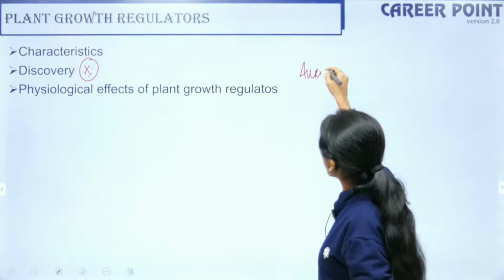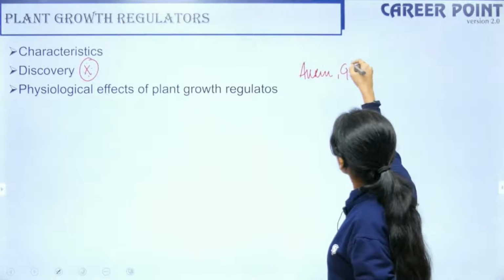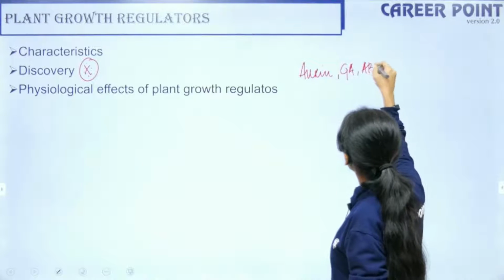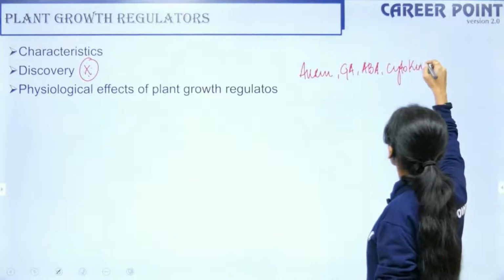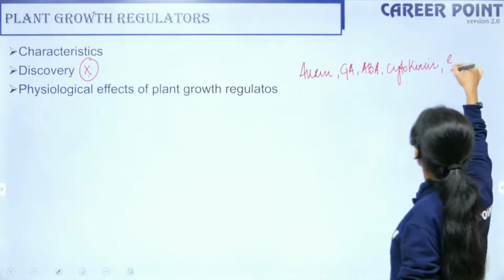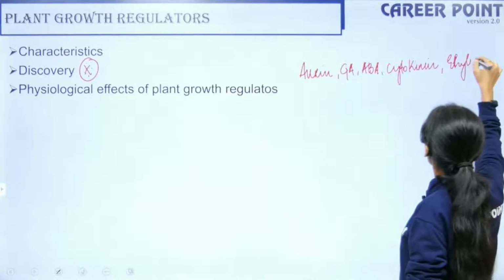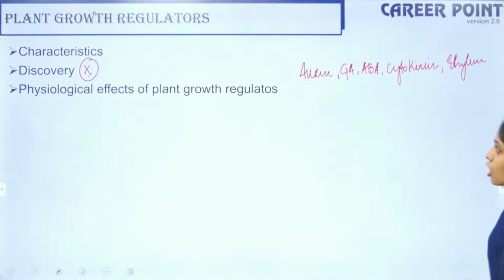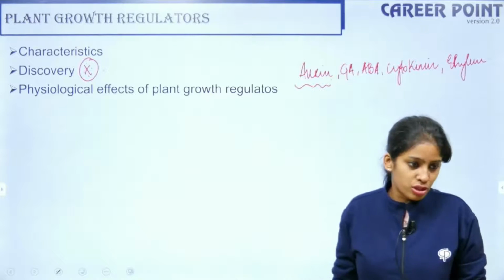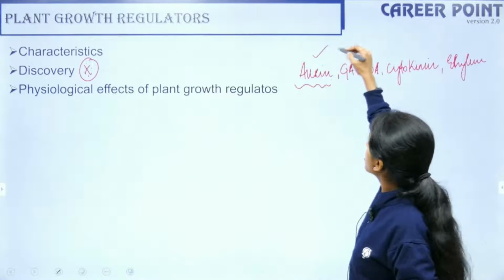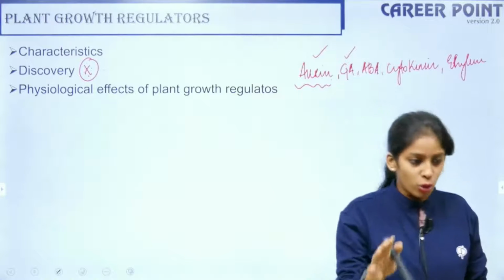That is your auxin, your gibberellic acid, your abscisic acid, your cytokinin, then you have your ethylene, right? So these are your plant growth regulators. So what is the function of each? Ma'am, it is very confusing. Sometimes the answer is auxin, sometimes it is gibberellin, so don't worry.